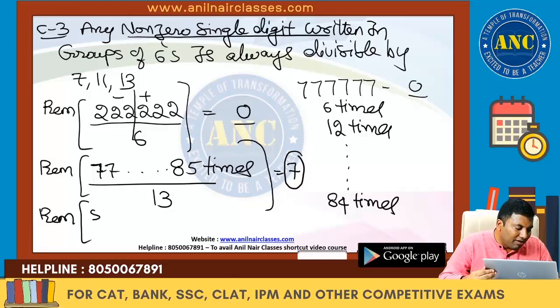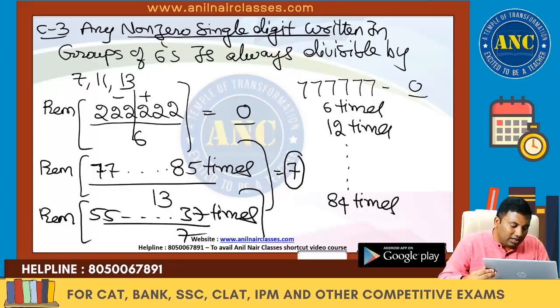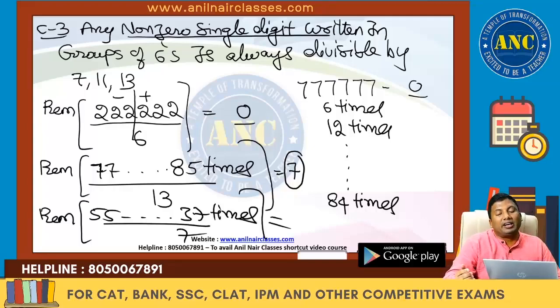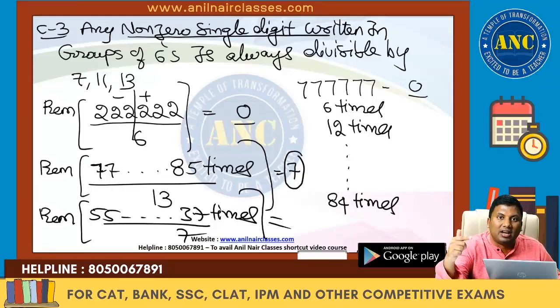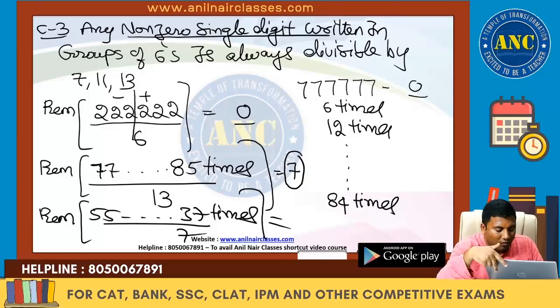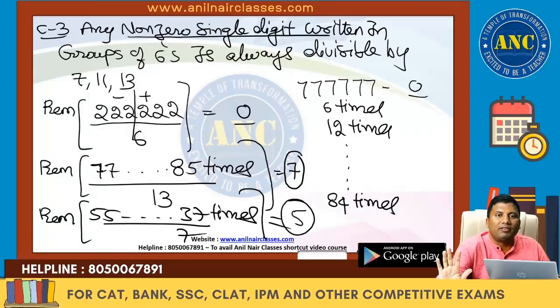Remainder of 5, 5, 5, 5, 5 written 37 times divided by 7. Tell me the answer. If 5 is written 6 times, the answer is 0. What is the multiple of 6 till 37? 6 6s are 36. How many 5s are remaining? 1 five is remaining.